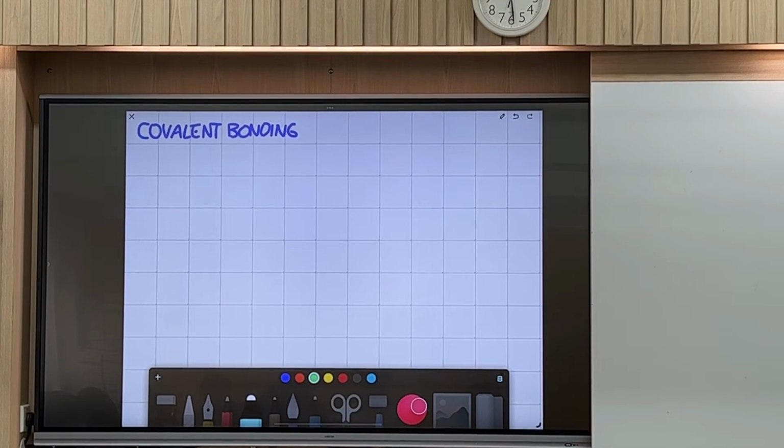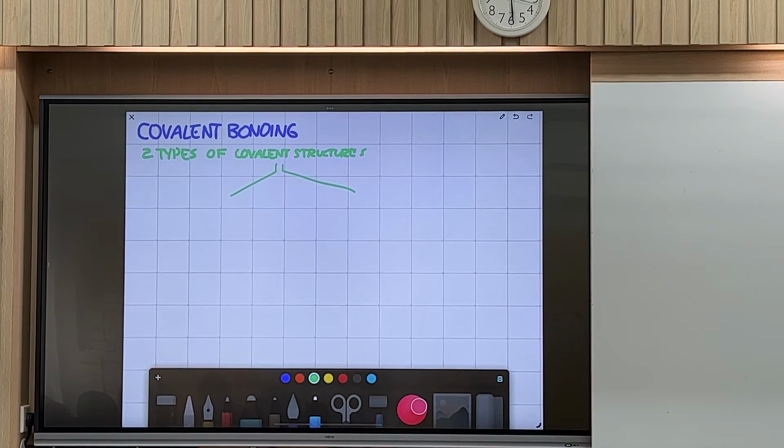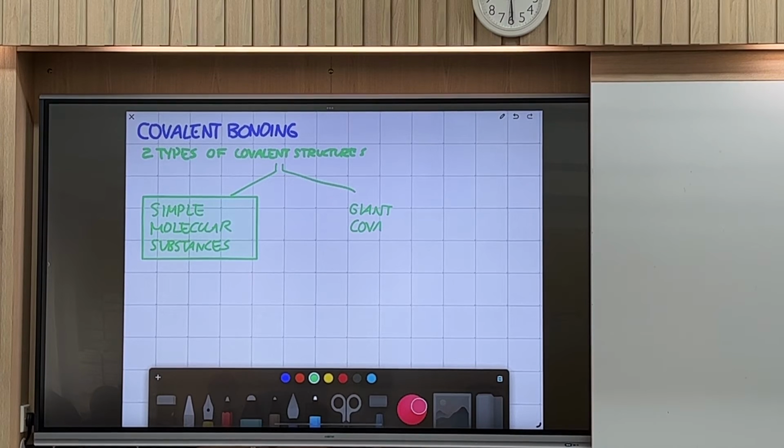So we say there are two types of covalent structures. One is called a simple molecular substance. The other class is known as giant covalent structures.